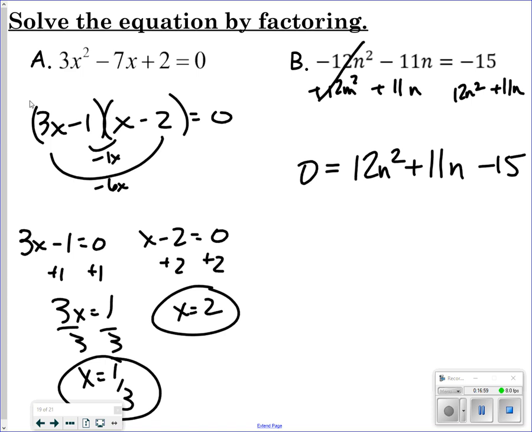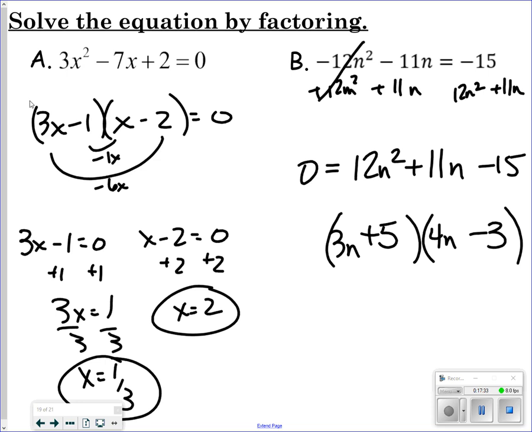I'm going to do guess and check, and this one can be a little challenging because there's different ways of getting 12. 1 times 12, 2 times 6, 3 times 4. So again, there's a lot of different ways that you might be able to get 12. I'm going to try 3 and 4. So I'm going to go right in the middle. Now, again, lots of different ways to get -15. One has to be positive and one has to be negative. So let's say I did a +5 times a -3. Let's see if that works.